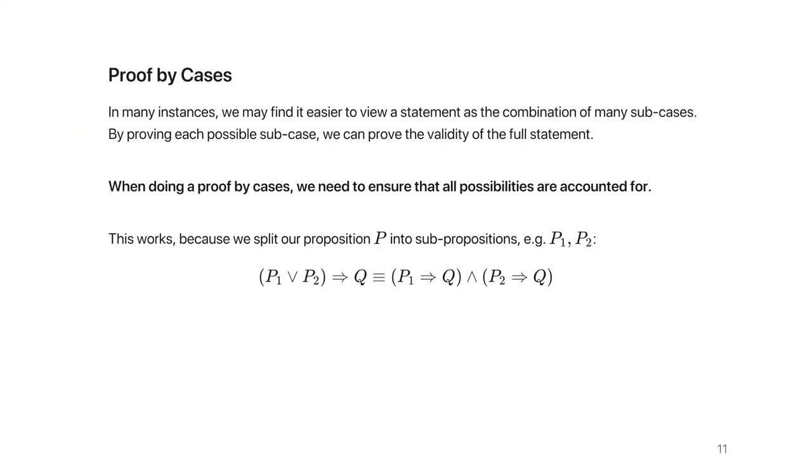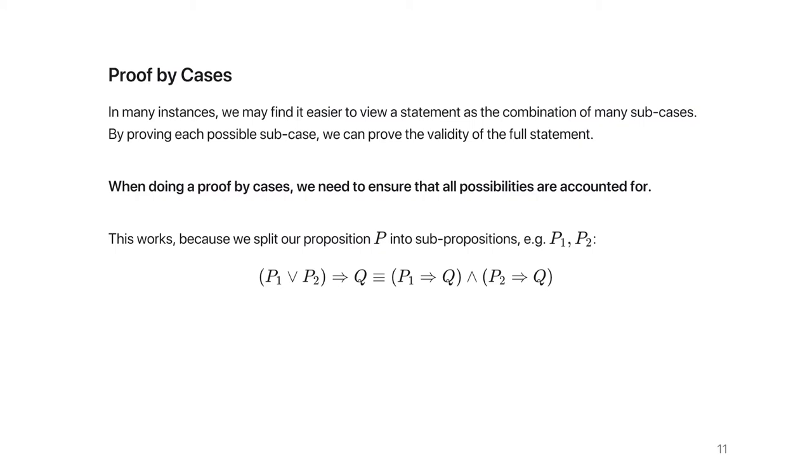So now we want to move into proof by cases. In many instances, instead of proving a statement directly for any number in the set that we're concerned with, it's easier to break the original statement down into holding for several separate cases. And if we can show that it holds in every single one of these cases, then we've shown that it holds in general. Okay?